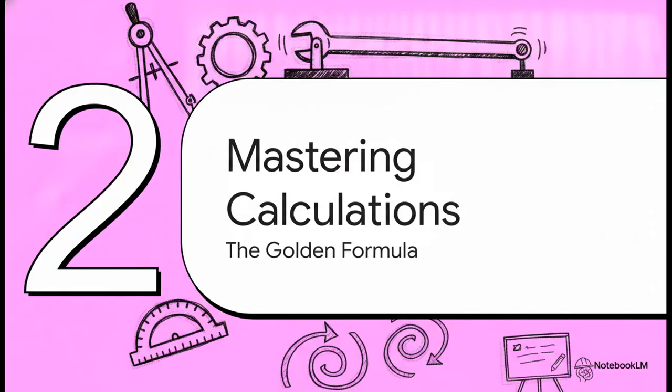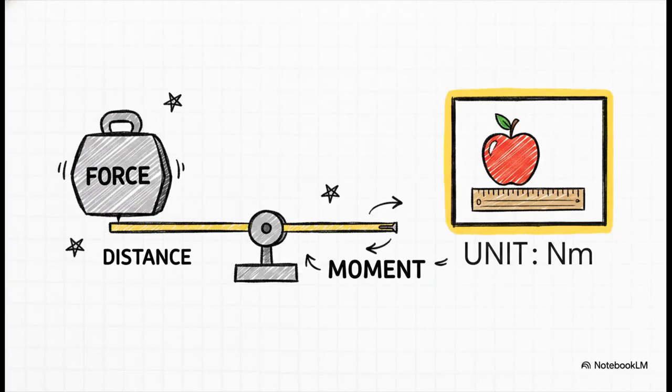Section 2. Mastering moment calculations, the golden formula. So here's the golden formula. Moment equals force multiplied by perpendicular distance. But, and this is a big but, the crucial detail you need to heavily stress in your notes is the unit. It's Nm, or Newton meters. This is literally one of the most common exam pitfalls. It's so easy to calculate the right number, but then mistakenly write down newtons or joules. Don't do it. The unit for a moment must always be Newton meters.